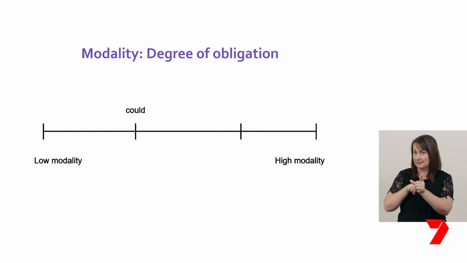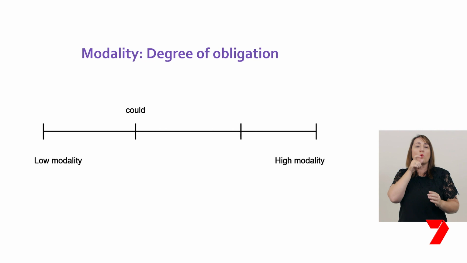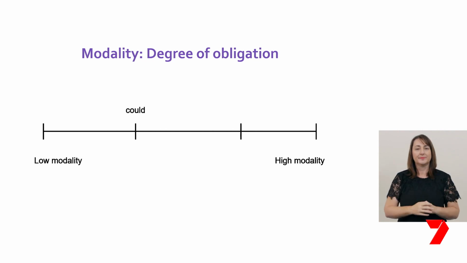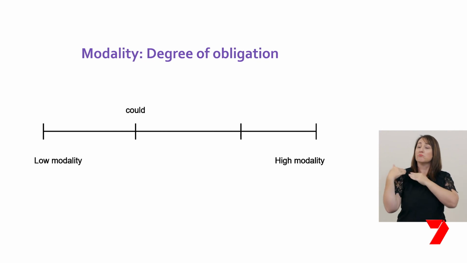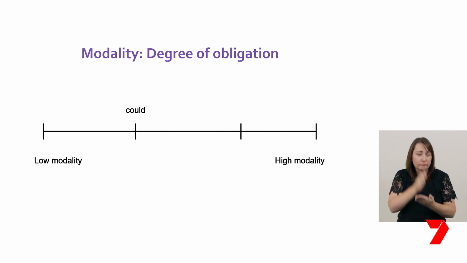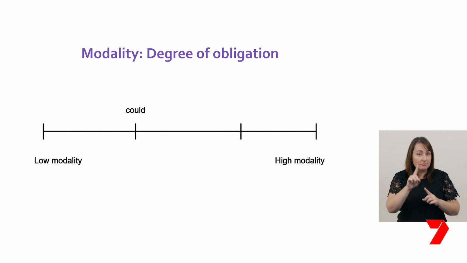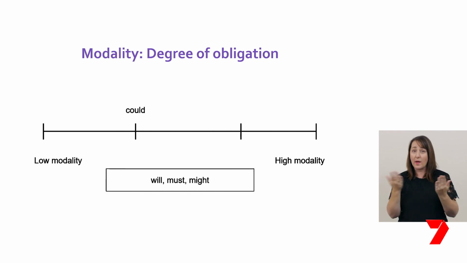On our cline at the moment, we only have the word could. This is towards the lower end of the degree of obligation cline. The word could relates to an obligation, but it means that something is not absolutely necessary and that we must do it. Your challenge is to think about where we could add our other modal verbs on this cline. Our words are will, must, and might. Think about how much obligation or a feeling that something must be done is attached to these words.